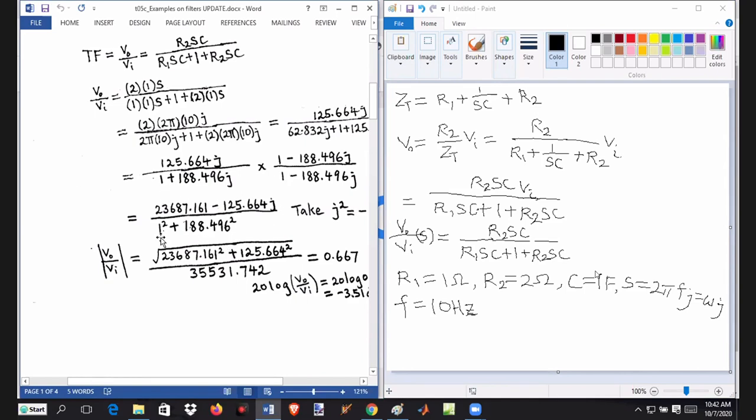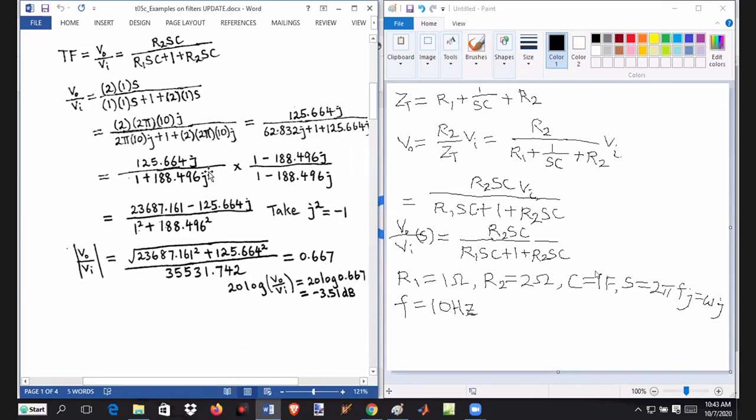So you do like that. Then actually the bottom part is 1 minus 188.496J squared. Just to remind you, J squared goes to minus 1. The bottom one is something like what we did last time in school, isn't it? Form 5 time.